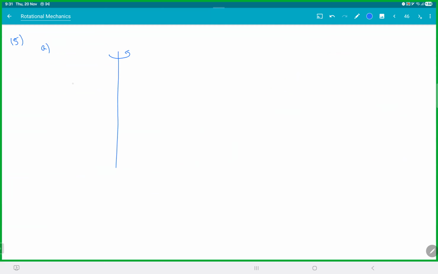So this is an axis. Let's say this is mass m, this is 2m, and this is 3m. Let this distance be d, let this distance be 2d, and let this distance be 3d. Find the moment of inertia.